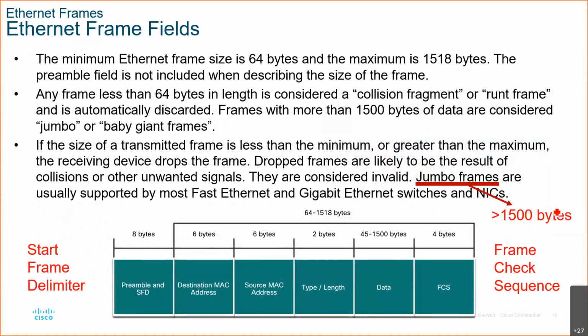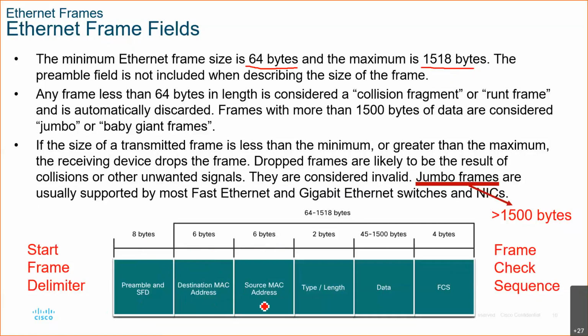Now, how does the frame look like? Okay, the minimum size is 64 bytes. Minimum size, okay, and the maximum is 1518 bytes. So in the beginning, you have got the start frame delimiter, the SFD, which is 8 bytes. And then you have got a destination MAC address, which is 6 bytes, another 6 bytes for the source MAC address.